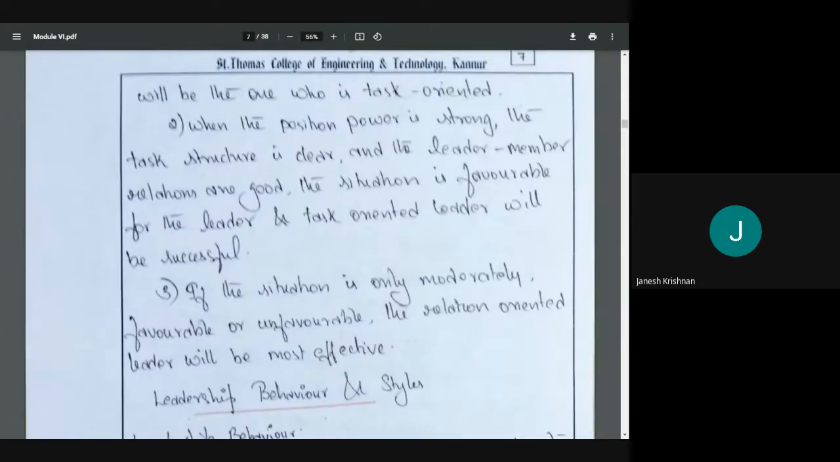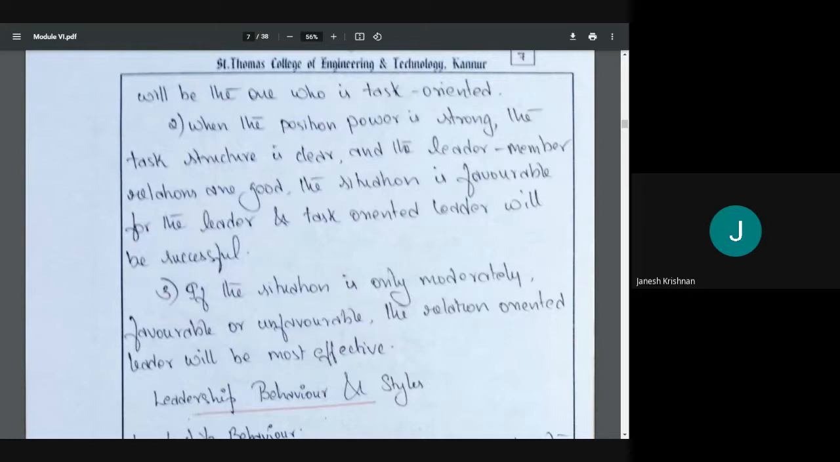The second case is the exact opposite of this. The position power is strong, the task is clear, and the leader-member relations are good. As everything is good, the leader is in a favorable position. If that is the scenario, then also the task-oriented leader will be more successful. We can complete the task, then we can do better. And the third case is where we are at 50-50. The situation is moderately favorable or moderately unfavorable, so we are in between.